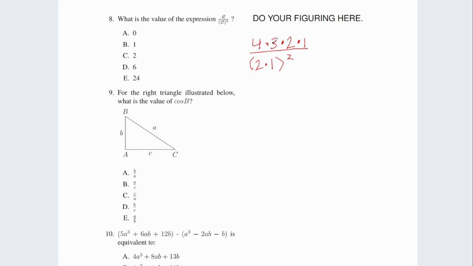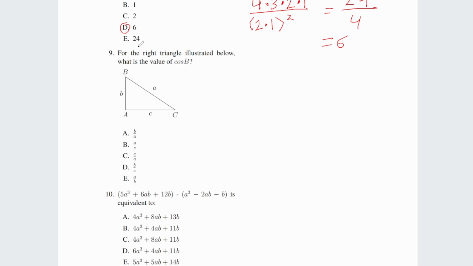So 4 times 3 is 12, times 2 is 24, times 1 is 24 still. So we have 24 over 2 times 1 squared is 2 squared, so that's over 4. So we know that this equals 6. Answer choice D is 6.